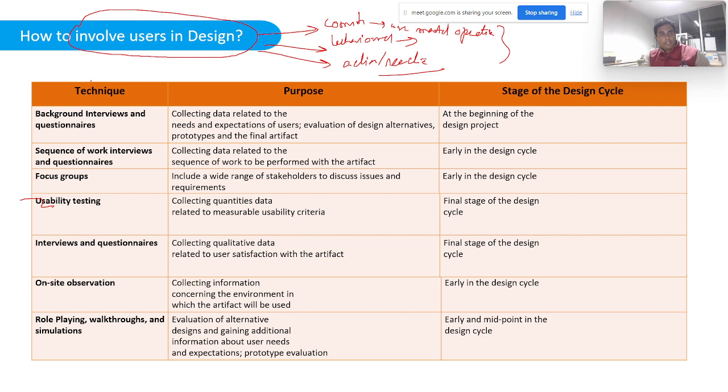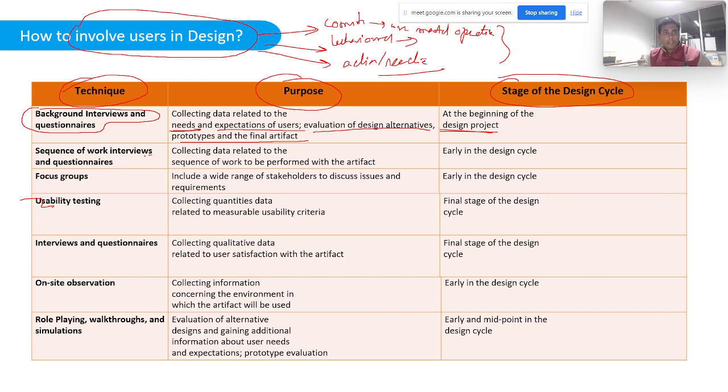Here are some techniques, their purpose, and at what stage of the design process they are helpful. Generally, background interviews and questionnaires are helpful at the very beginning of a design process. Interviews mean interviewing the user or stakeholder directly, preparing certain questions and then asking them. These are mainly done to collect data on needs, to understand the expectations of the user, and to understand what the various other design alternatives are and what issues they have.